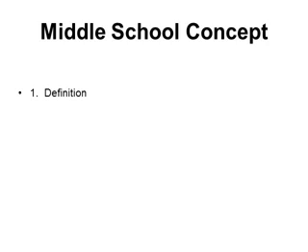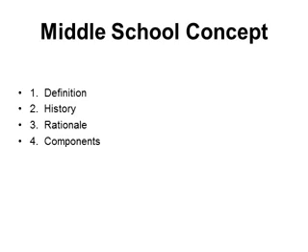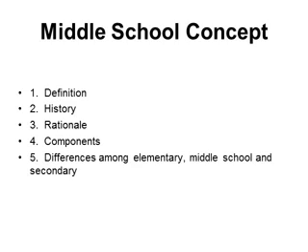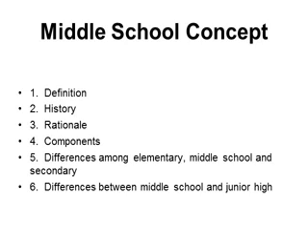We'll look at some definitions. We will look at a little bit of history. We'll look at the rationale, which is an important one. The question about why we should have middle school is a big one right now. The components or the elements of a really good, well-functioning middle school. Differences among elementary, middle school, and secondary, and maybe more importantly, the differences between middle school and junior high. That's usually the issue in the general public that is the most misunderstood.